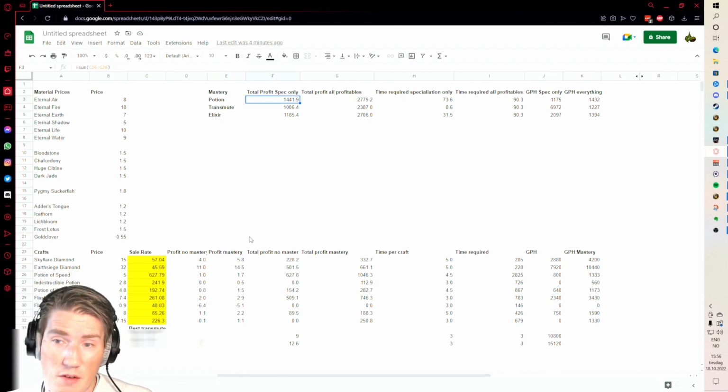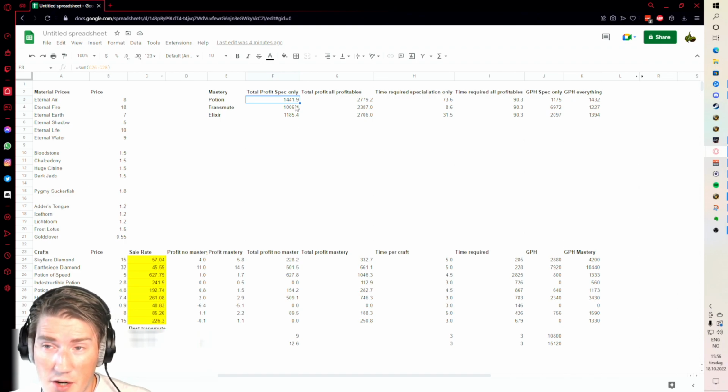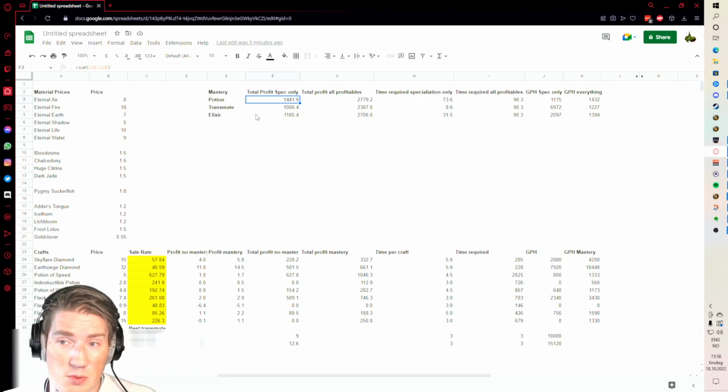Of course, profit is going to vary. Maybe if you have very high profit margins on Potion of Speed, it's still going to be a lot better. Or if you have more time or you just enjoy crafting tons of potions, then that's definitely completely fair as well. But for me, I think Transmute Mastery, I'm probably going to swap.